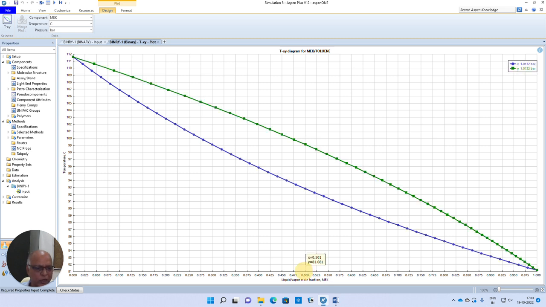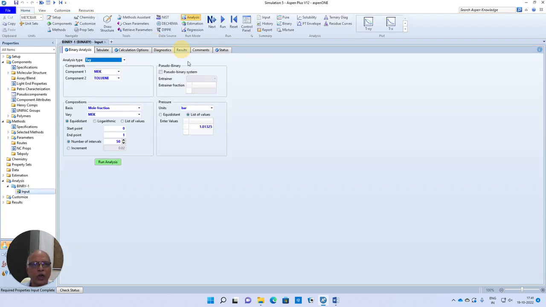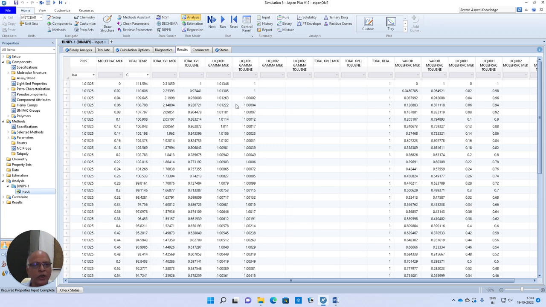For example, if I take once again 50% liquid, 50% MEK and 50% vapor, now what is this temperature going to indicate? This is the bubble T, and this will be your dew T, right? You can see dew T is always higher than bubble T for a given composition. Now once again, you can go into the results and observe what are the values of gamma. Once again, you can confirm that it is a system exhibiting positive deviation from Raoult's law.